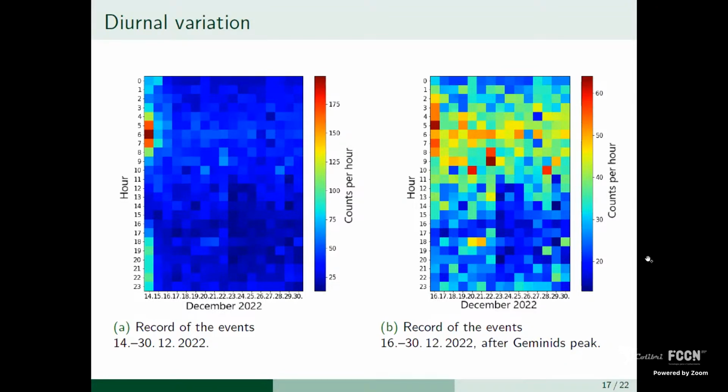This is also a good indicator of the fact that we were probably detecting meteors, because noise or some other signals wouldn't have this variation. This is typical for meteors. And also the maximum of Geminids is a pretty good indicator.